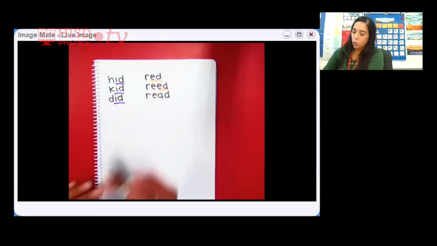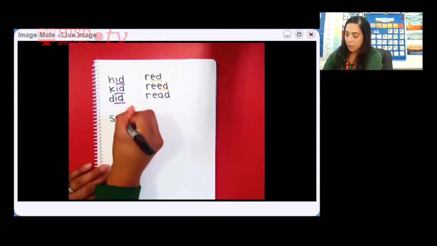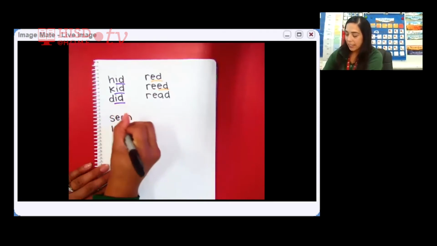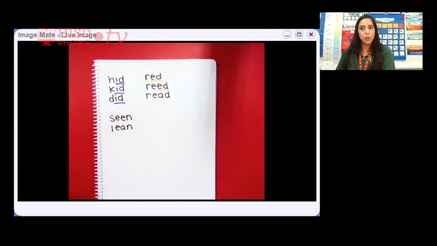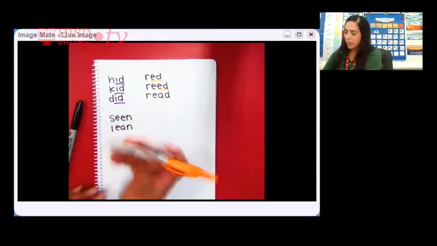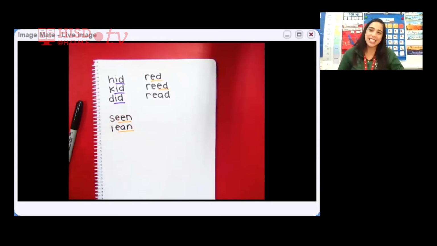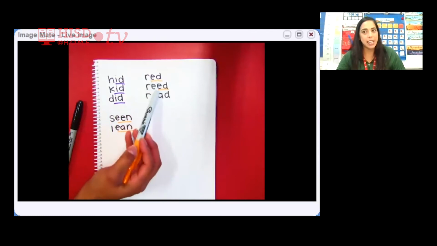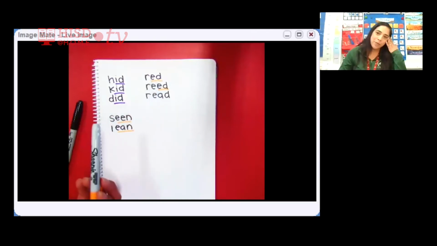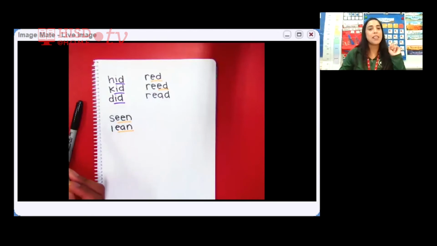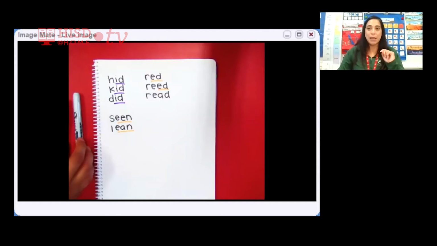So let's see. I'm gonna give you another example. Seen and lean. Now these ones do rhyme, but you say, Miss Notton, they don't have the same ending letters. Well, they have the same ending sounds. Seen and lean have the same ending sounds. They don't need the same letters. These do have the same letters and they don't rhyme. Oh my. So it's important to know that rhyming words have the same ending sounds or the same ending letters.